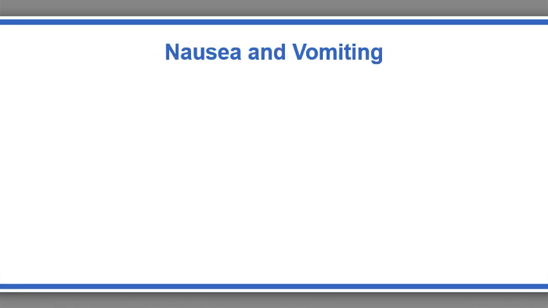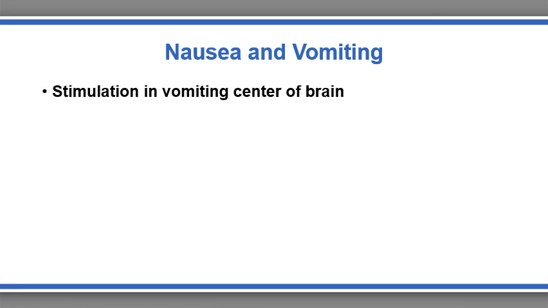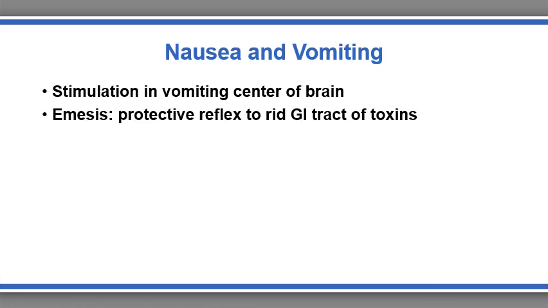So, nausea and vomiting. Let's understand what nausea and vomiting basically is. It's a stimulation of the vomiting center of the brain, and basically there are afferent stimuli that go to these centers of the brain, and the idea is it's a protective reflex. Emesis is the reflex to rid the gastrointestinal tract of toxins. There are other things that can also cause vomiting, but that's the primary purpose, or the reason why we're able to do this: to rid the GI tract of toxins.